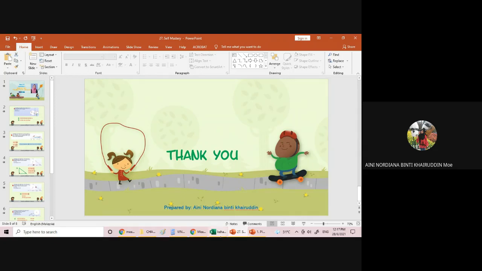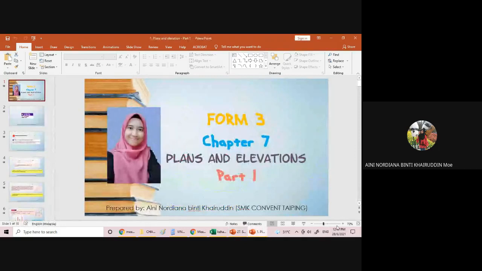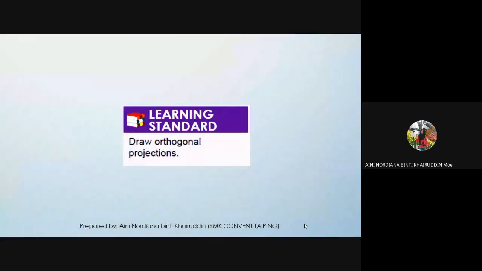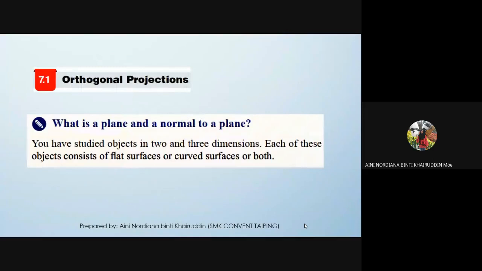Okay, next. Kita nak masuk topik baru which is chapter 7, plan and elevation. Topik ni dia tak susah sangat kalau you betul-betul bagi tumpuan. Tapi kalau you tak bagi tumpuan, dia akan jadi susah. So please pay attention. So our learning standard for today's lesson: draw orthogonal projection. So before that, what is plane and a normal to a plane?